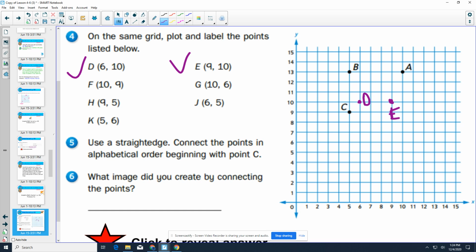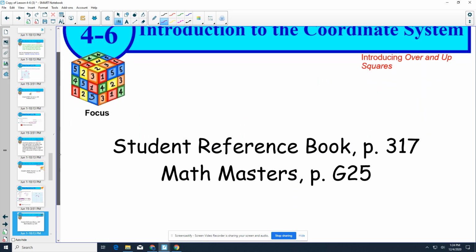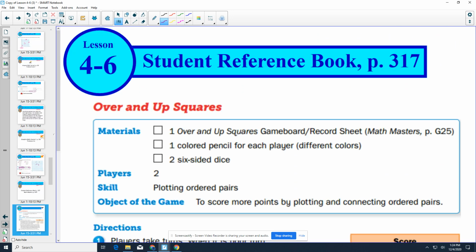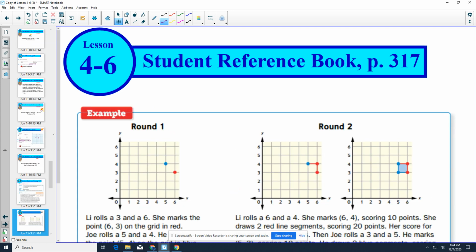And then you're going to plot each of the rest of those points. Now, use a straight edge so you get the right image. Connect the points in alphabetical order. If you do not do that and start at point C, then you will get it wrong. You will never figure out what the mystery image is. So make sure you start in alphabetical order, starting with point A, and connect the points, okay? And then tell me what you think it is. Oftentimes when people can't figure out the image, it's because they did not connect them in alphabetical order. All right? So that we're not going to worry about. And we're not going to worry about over and up squares.